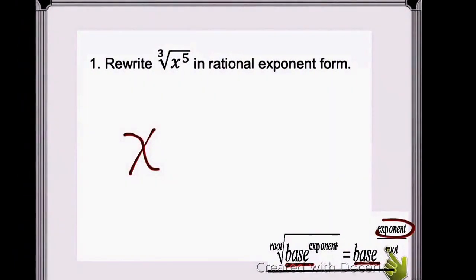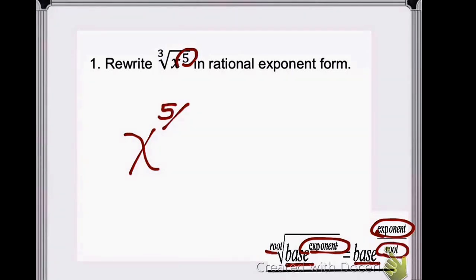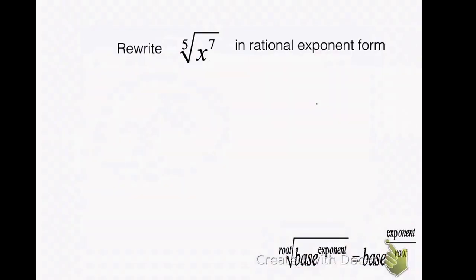All right, for this unit, we want to start out by rewriting the cube root of x to the fifth in rational exponent form. So if I look at my formula here, that's going to tell me that my base is inside, so I know my base is x. My exponent would be here, so my exponent would be 5 over my root, which is outside, which would be 3. So the exponential form of the cube root of x to the fifth is x to the 5 over 3.